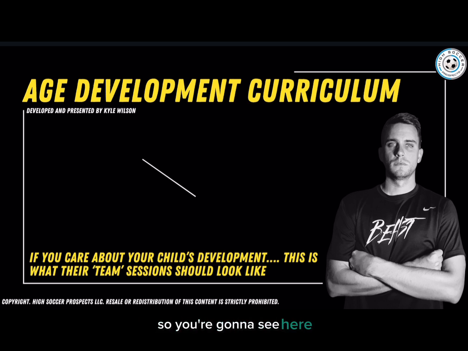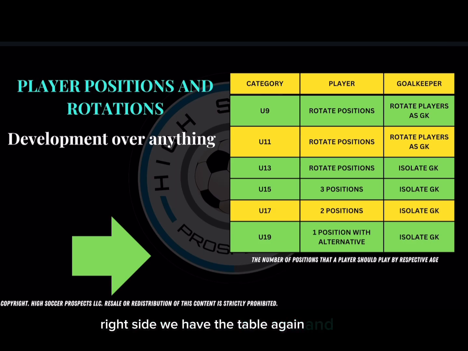So you're going to see here, right side, we have the table again. And again, this is about player positions and rotation. So we have the category in the brackets. So the table has three: category, player, and goalkeeper. So category is the age groups. Player is what they do in terms of rotation or how many positions they should play. And then goalkeeper is the principle behind the age group and should there be a specific goalie or what is the situation.